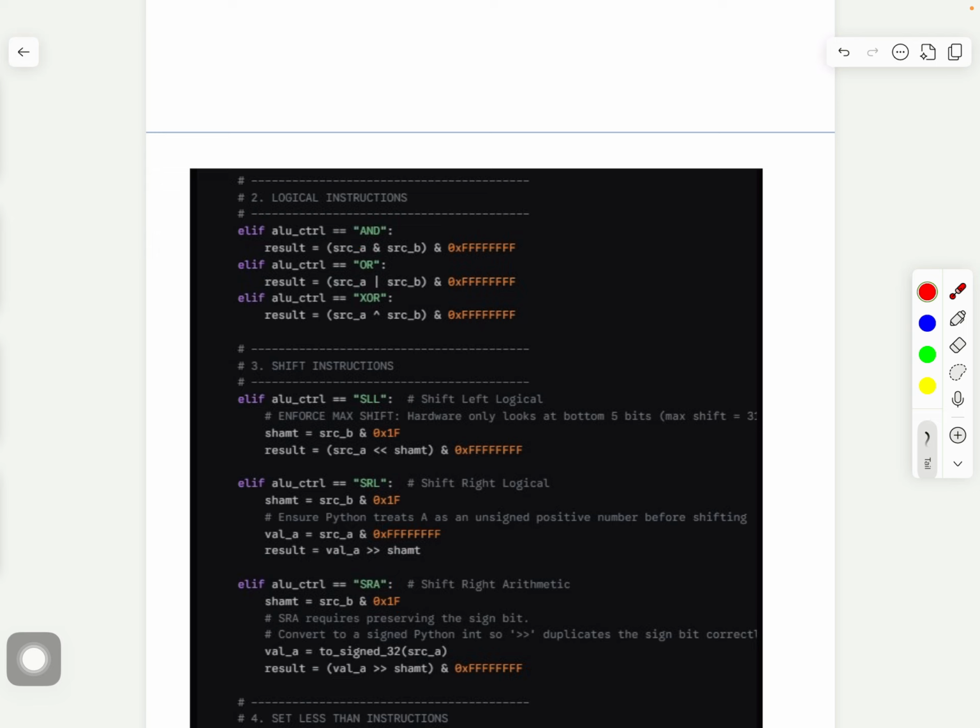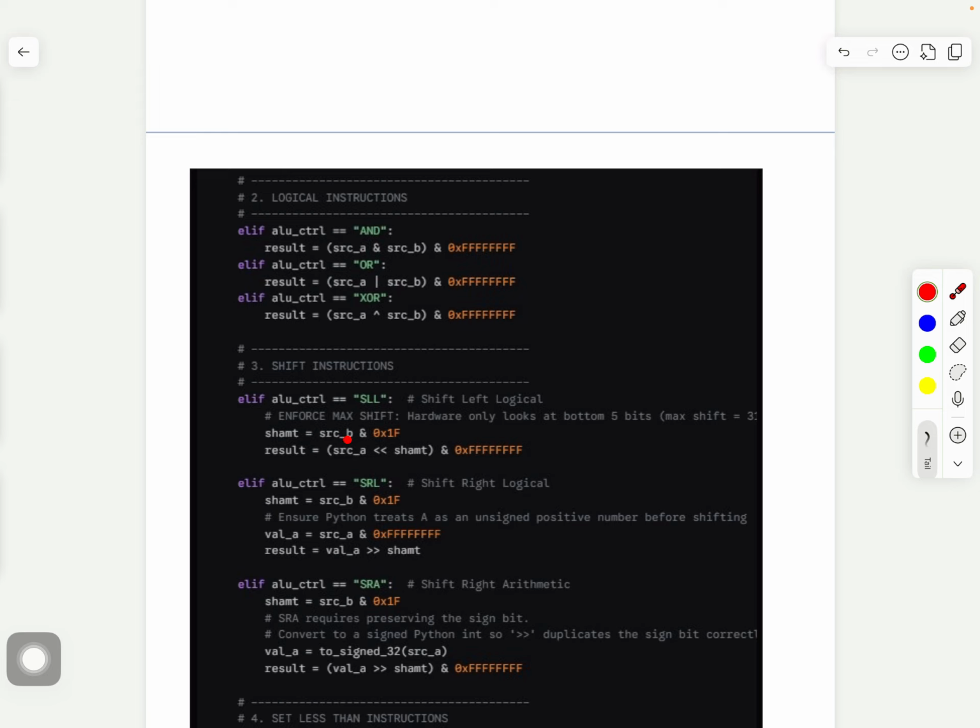Each bit of A is ANDed with the corresponding bit of B, and then we mask it just to make sure that we only contain the 32 bits. Exclusive OR works the same way. This is simple. Shift left logical is shifting to the left. So remember this one, source B.